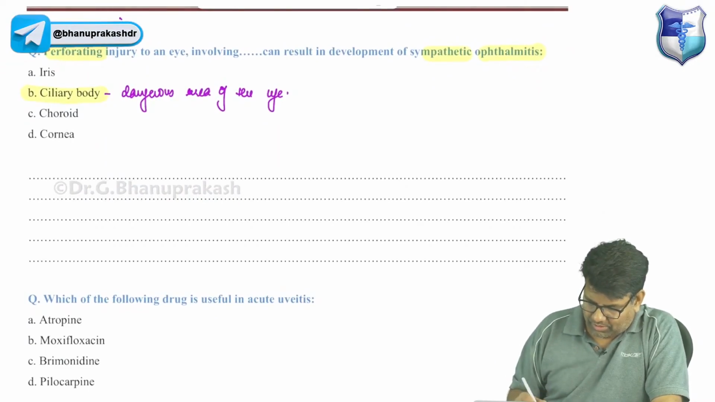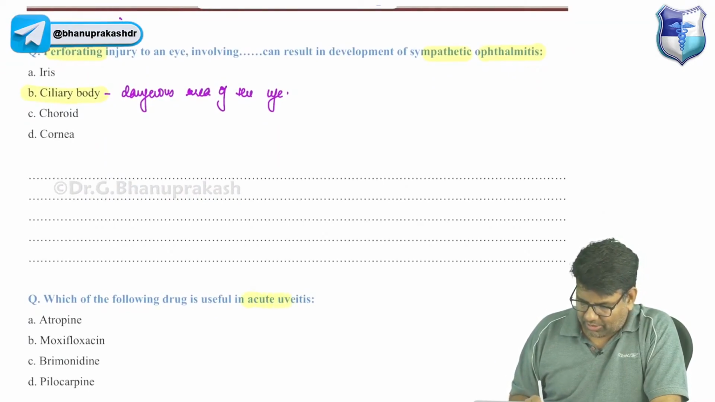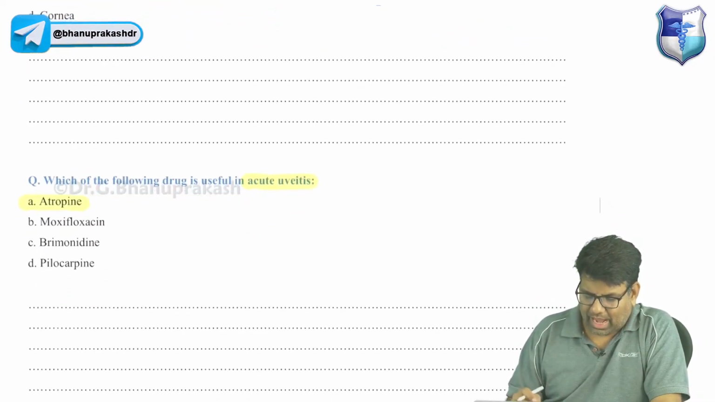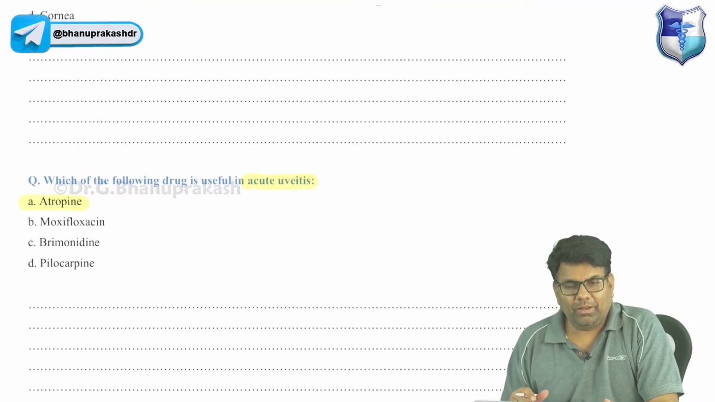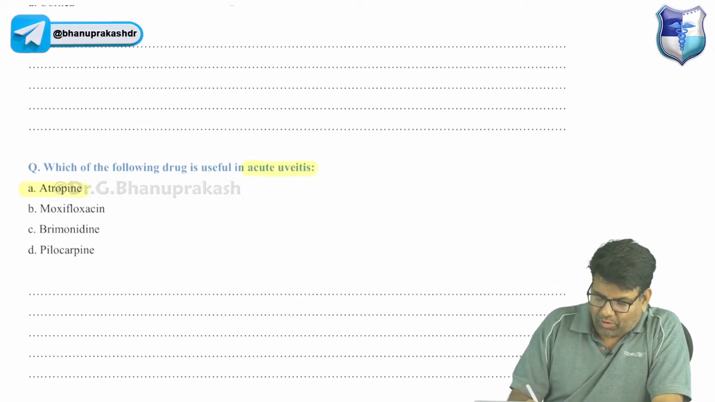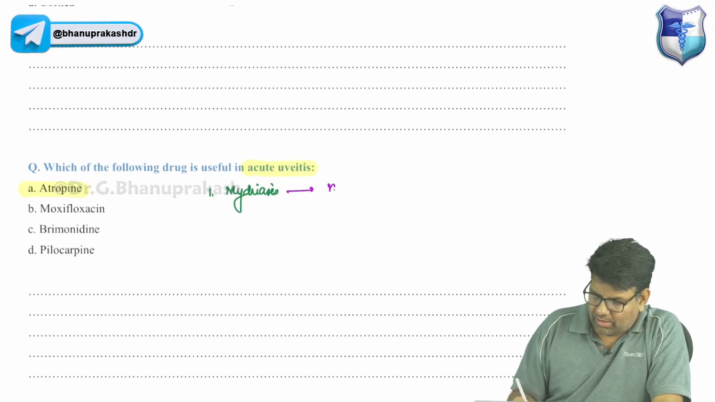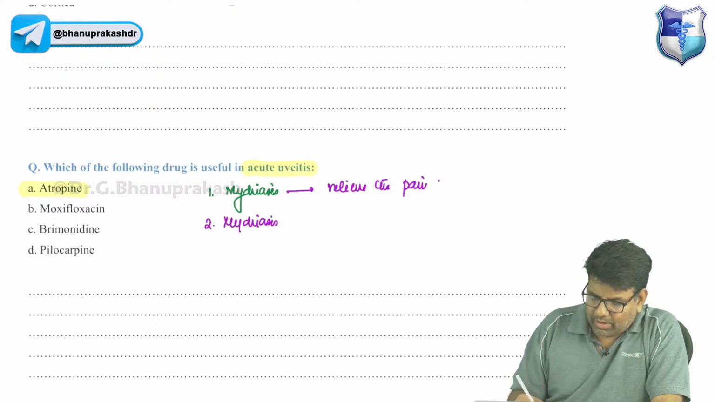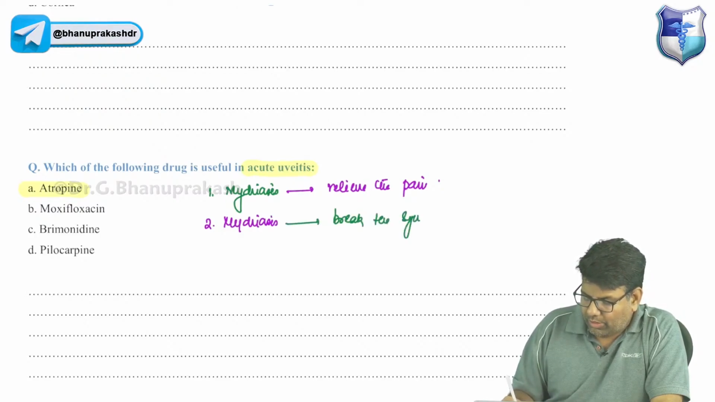Now, this is a good question. Which drug is useful in acute uveitis? Yes, all of you are correct. So in acute uveitis, we should give atropine, and also we should give steroids. But atropine is very valuable for two reasons. Number one, it will cause mydriasis, okay? And this mydriasis will relieve the pain, and also this mydriasis will break synechiae if they are newly formed.